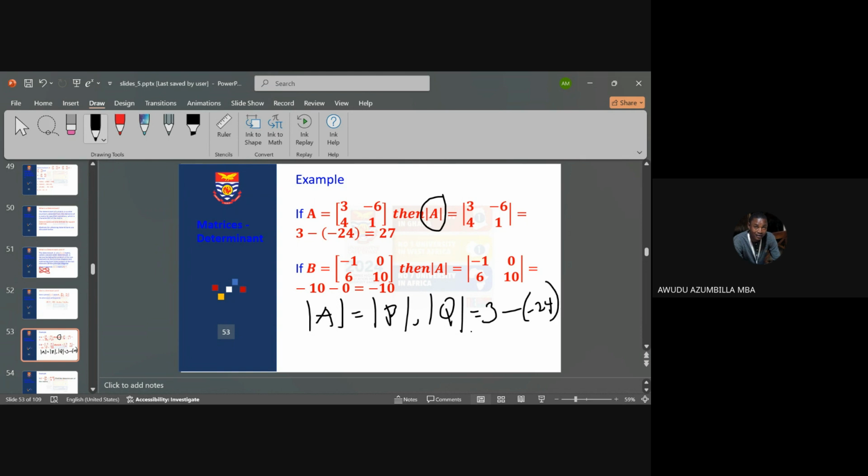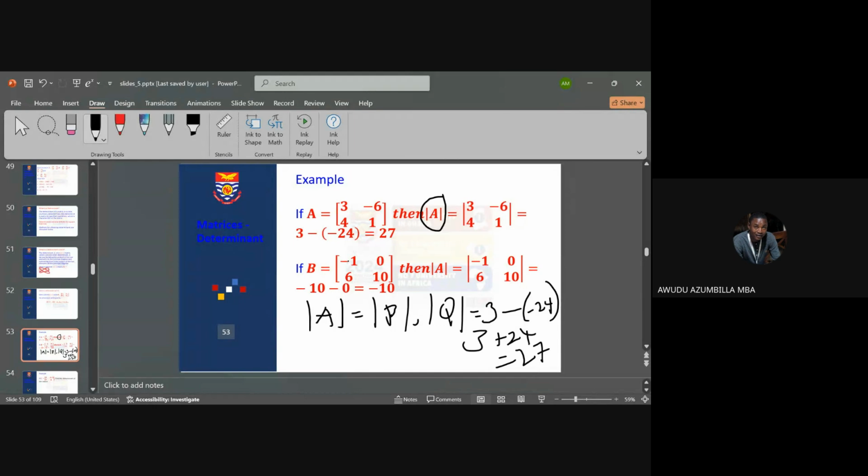Minus 24. So you have 3 plus 24, and that is going to give you 27. And this is the determinant that we are talking about. So finding the determinant using 2 by 2 matrices is not something difficult. The second one is finding the determinant of B. If B is equal to minus 1, 0, 6, and 10, we can easily find the determinant. How do we do that?